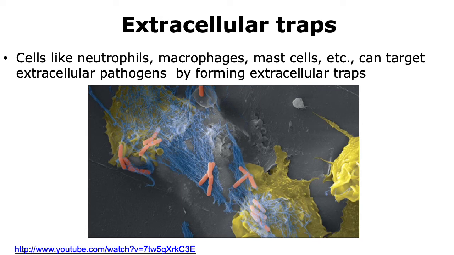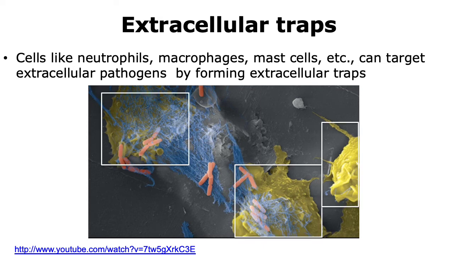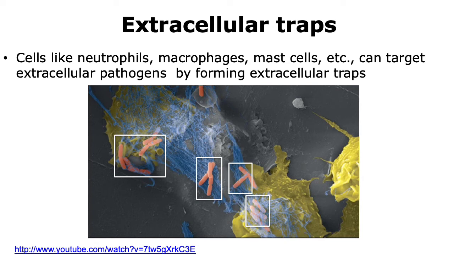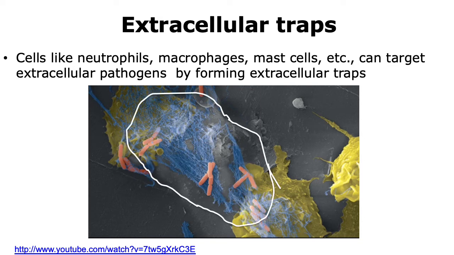Let us now look at a recently discovered phenomenon called extracellular traps. For that, let's pay attention to this figure and look at the different components shown in it. We are looking at neutrophils, and there are 3 neutrophils shown in yellow. Along with these neutrophils, we have some bacteria, shown as these orangish rod-like structures. Now, what we see in that irregularly sized shape are blue-colored structures.